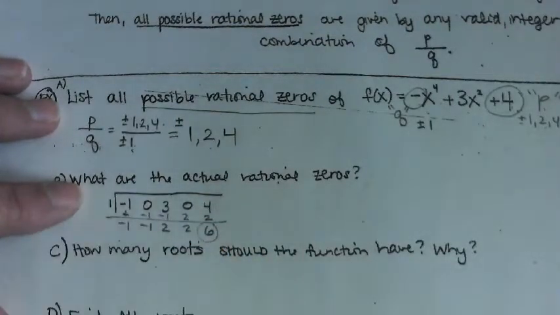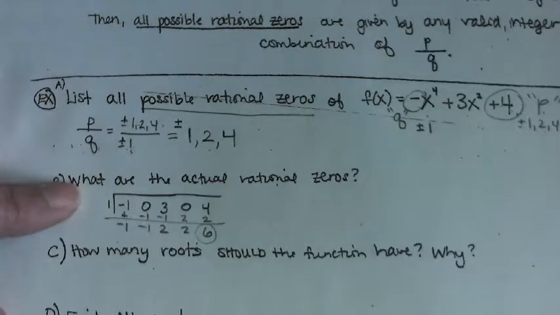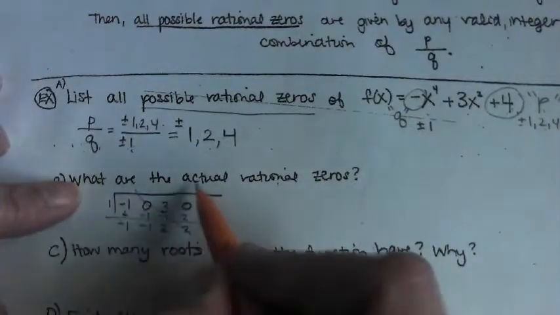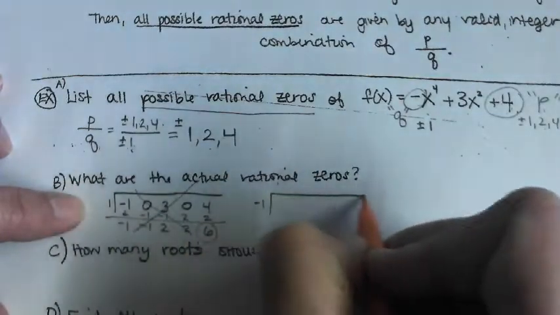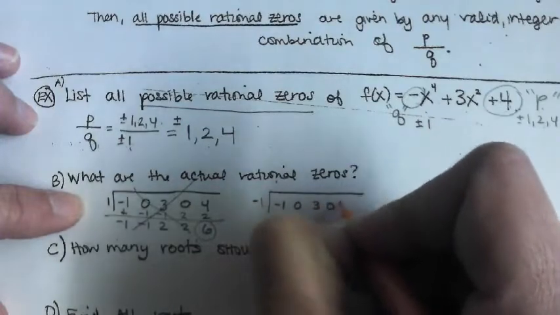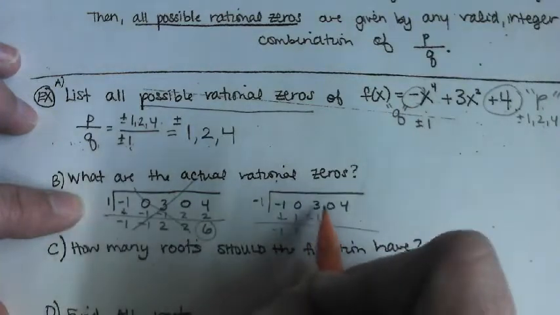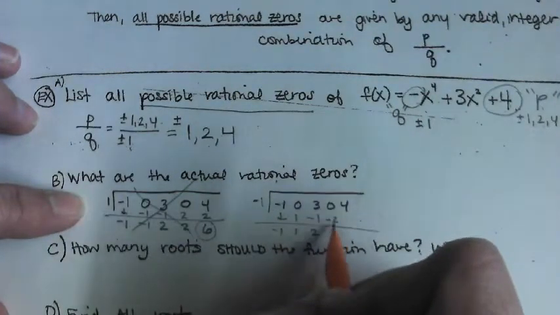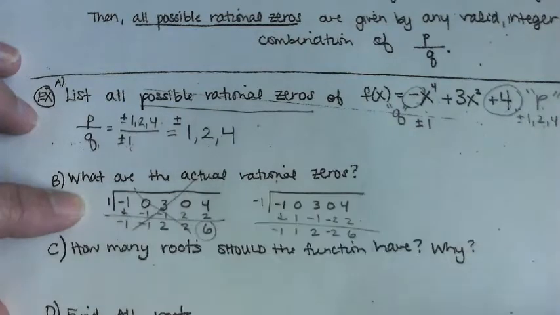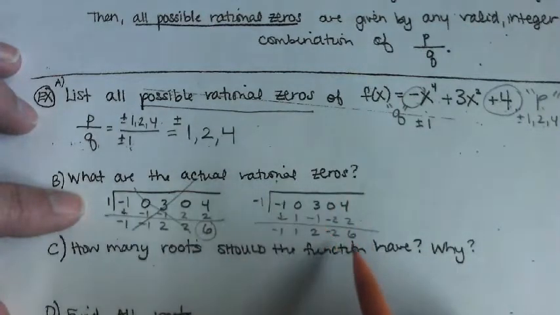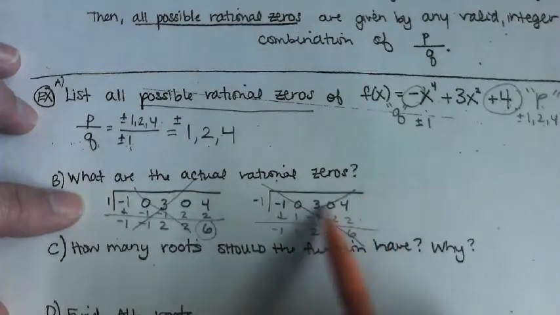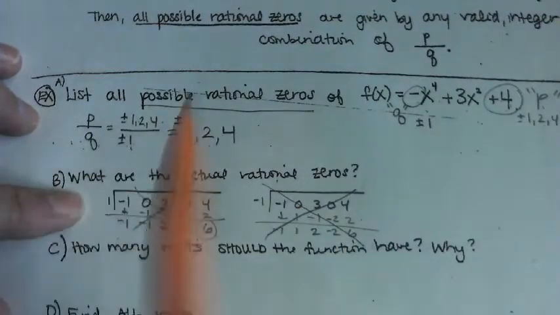And we get 6. So was positive 1 a rational zero? Was it a root? No. So then you test negative 1. And your numbers are all the same. Was that an actual zero? No, because we got a remainder of 6. So positive 1, negative 1 are out.